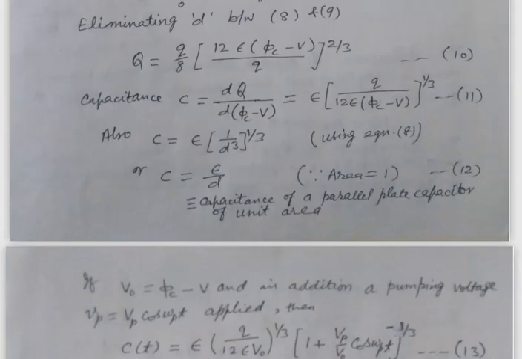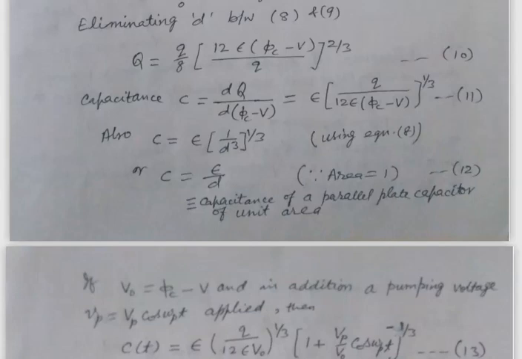This is a similar relation to that of a parallel plate capacitor with unit plate areas, because the capacitance for an area A and separation d is given by C equal to epsilon into A upon d, and here we are considering the area of the plates as unit area. Therefore this expression is similar to the capacitance of a parallel plate capacitor.